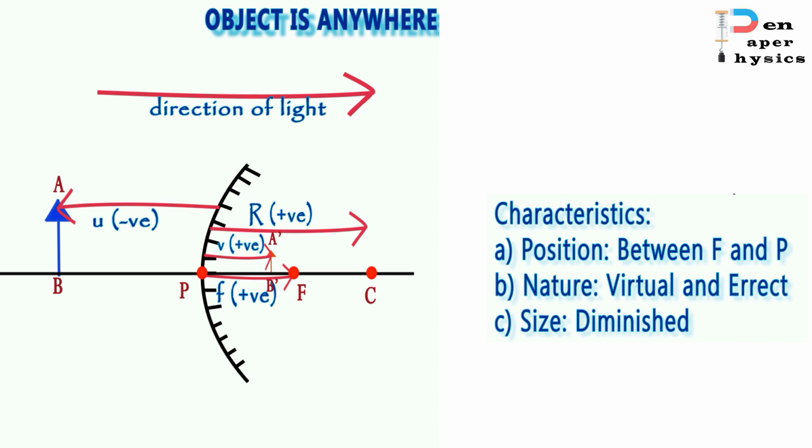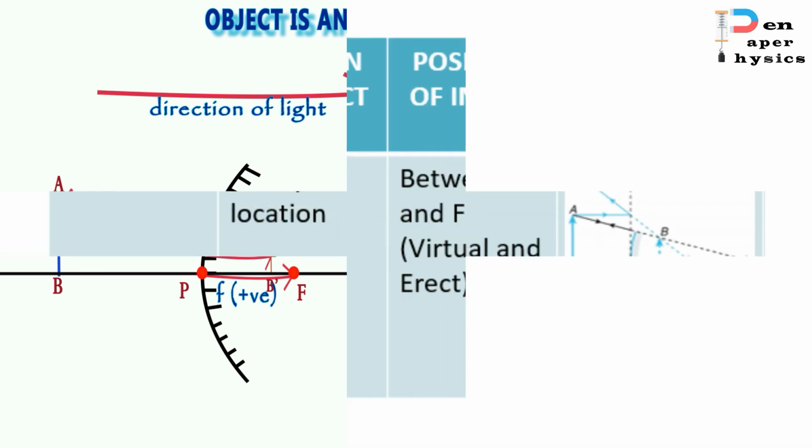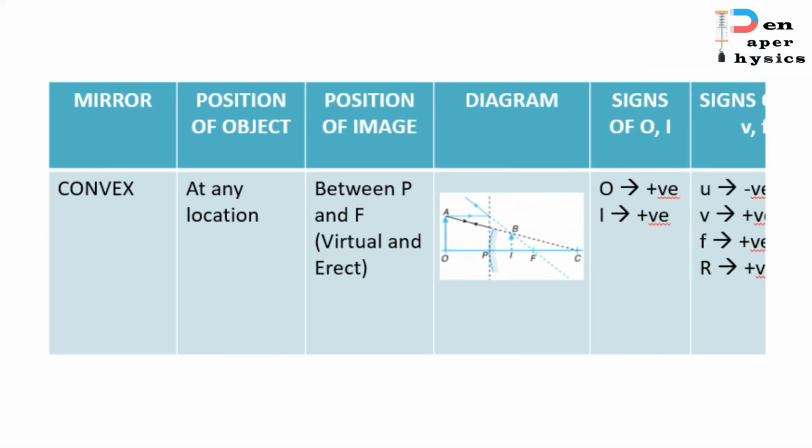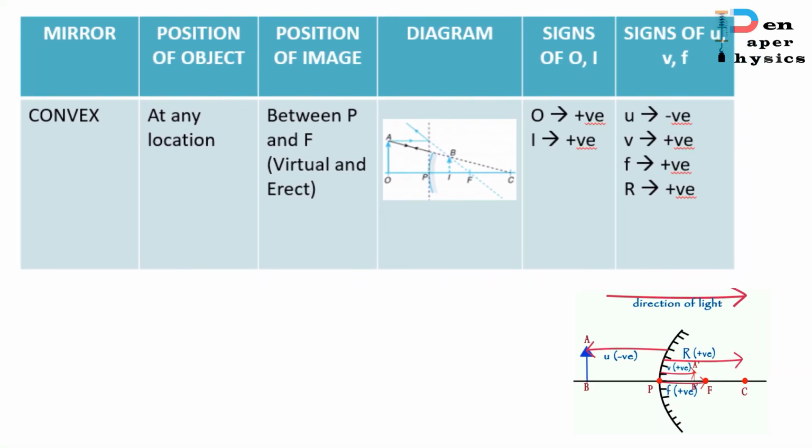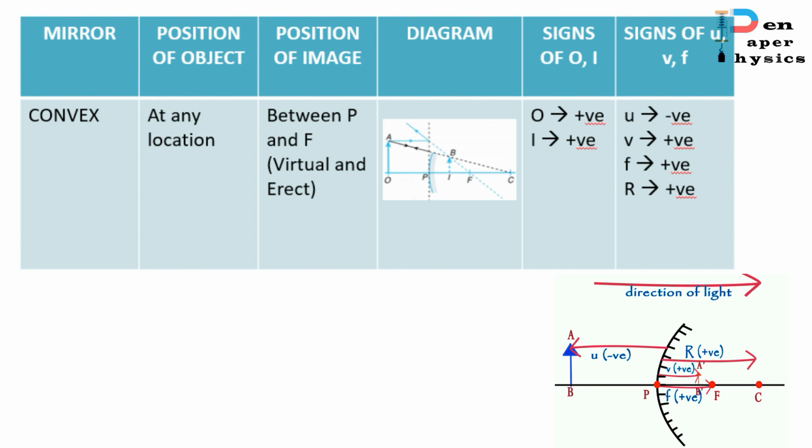And O and I, both of them will be positive since the object and the image are above the principal axis. So in this case, we can conclude that O and I, both of them are positive, U is negative, but V, F and R, all of them are positive.